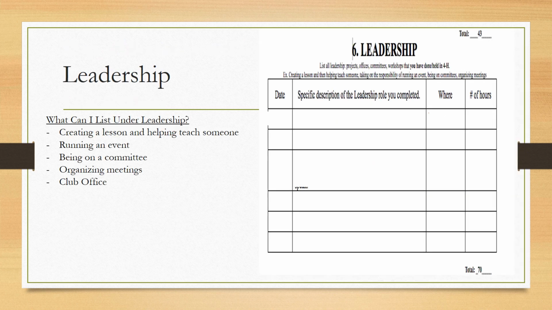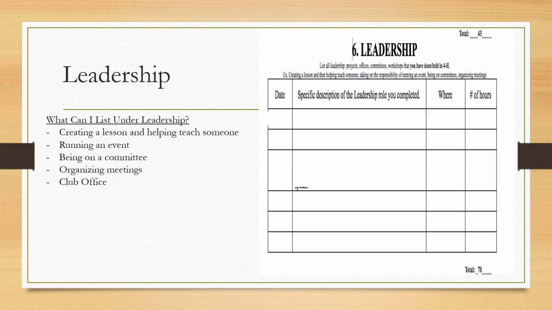Step 6, leadership. In this section of the form, you will list out all of your leadership projects, offices, committees, and workshops that you've done or held in 4-H. Some examples of what you can list under leadership are times that you've created a lesson and helped teach someone, run an event, been on a committee, organized a meeting, or held a club office.